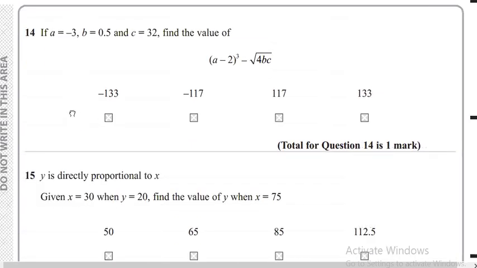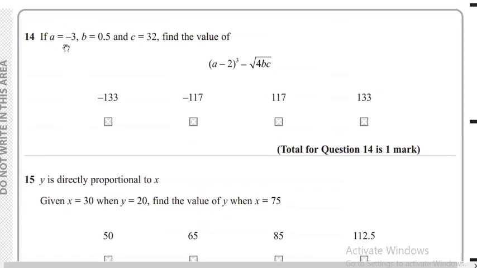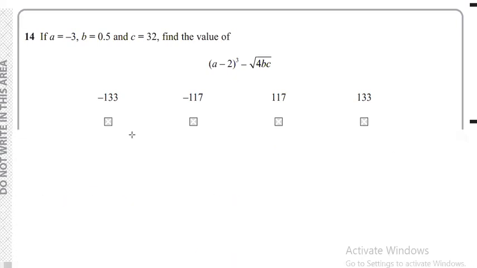Question 14. If A equals negative 3, B equals 0.5, C equals 32, find the value of this. Here we're going to substitute each one of them inside their value variables. First, let's cover this so we can work down. Let's substitute each one and then use the calculator to find the values. First, A, we have what? Very good. A is negative 3.